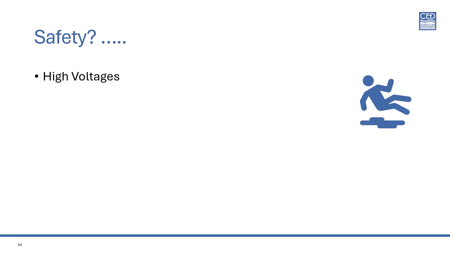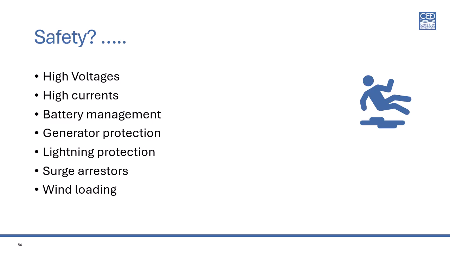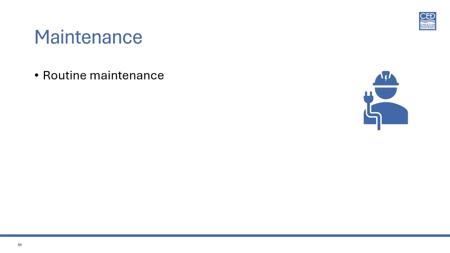Safety considerations that need to be taken into account will address high voltages, high currents, battery management, generator protection, lightning protection, and surge arresting and wind loading. Method statements need to be written to ensure safe undertaking of routine maintenance and replacing faulty equipment.